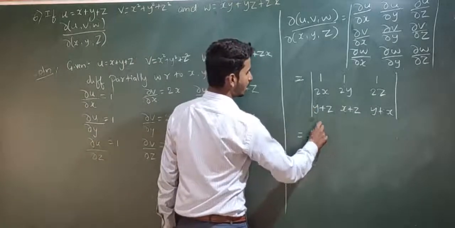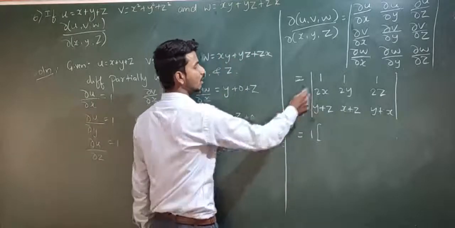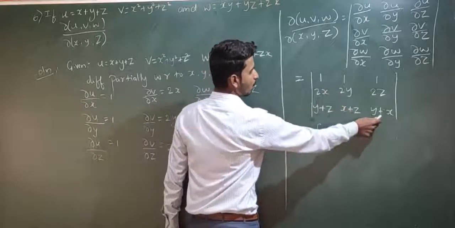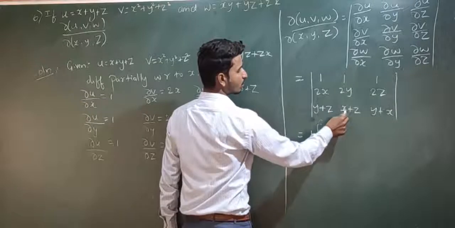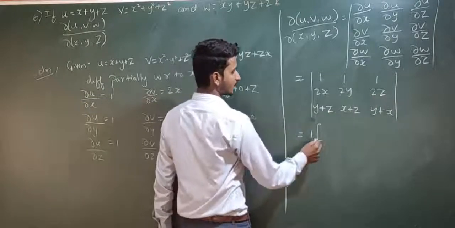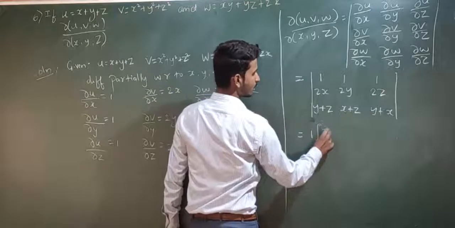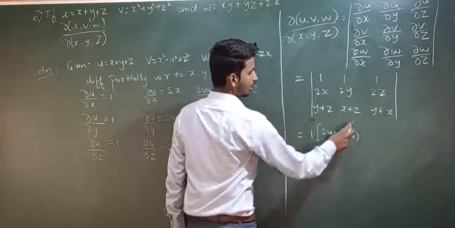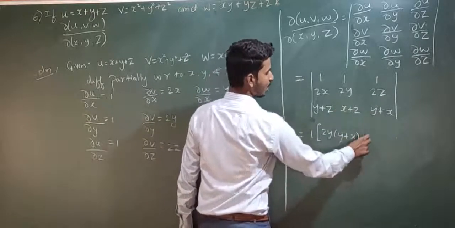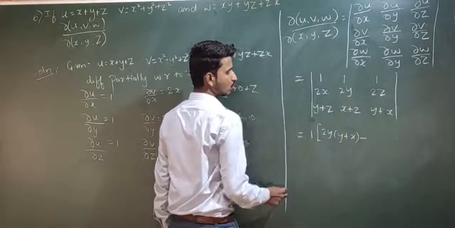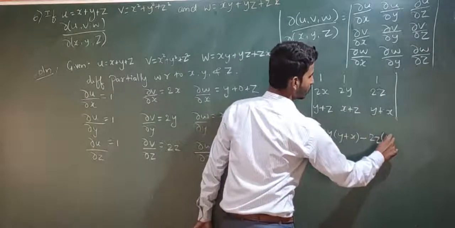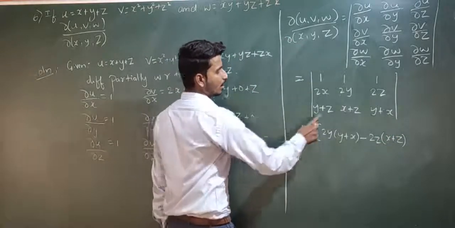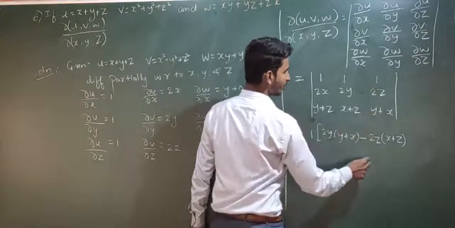Here, 1 into, how to solve the determinant? By keeping 1 into the bracket, we will multiply y plus x with 2y, minus of x plus z with 2z. That is 2y into y plus x, minus of x plus z into 2z, that is minus 2z into x plus z.